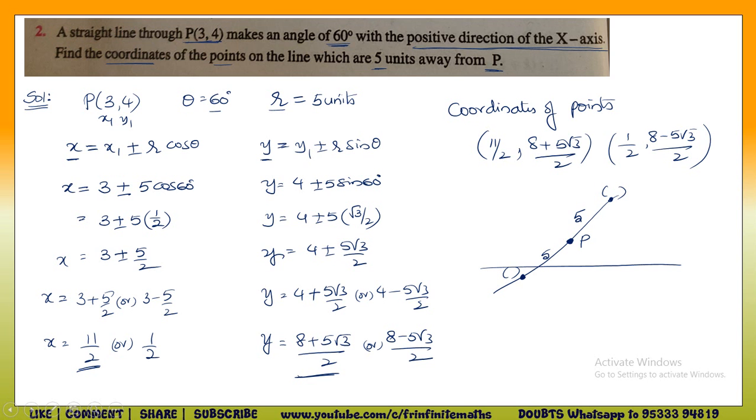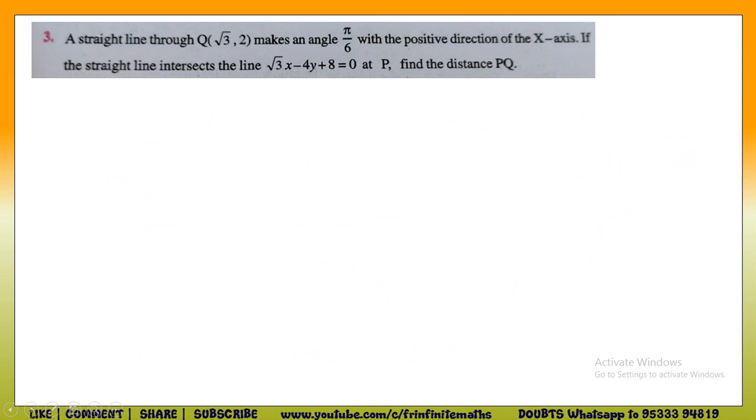Next, moving on to question number 3. A straight line through Q, root 3 comma 2, makes an angle pi by 6 with the positive direction of x-axis. That means he has given a point Q, root 3 comma 2, and theta is given as pi by 6. So what is the value of pi by 6 in degrees? Pi by 6 is nothing but 30 degrees. With the positive direction of x-axis means he has given the theta value. Next, if the straight line intersects the line at P, then find the distance PQ.